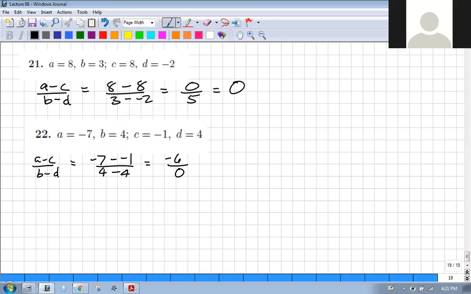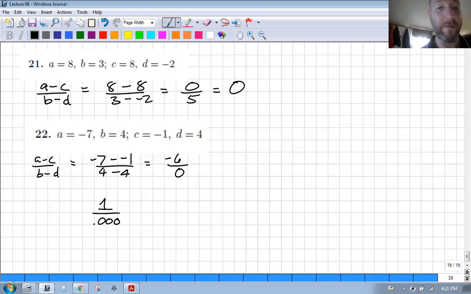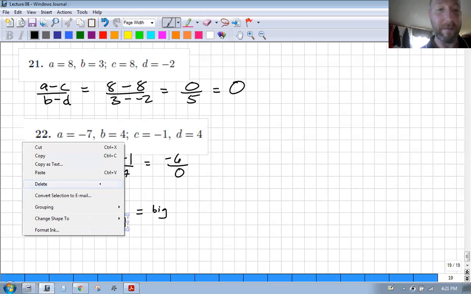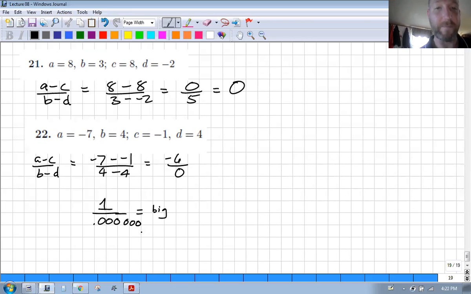You get 0. Kinda. Let's think about it this way. Let's just take 1 here and divide by 0.00001. If you divide by something small, you get something big, right? But let's say I divided by something even smaller. If I divide by something even smaller, I get something even bigger, right?